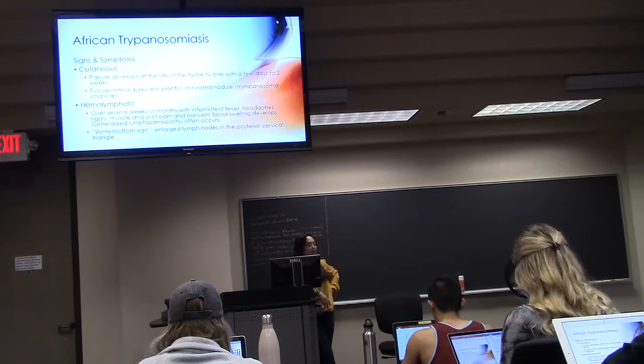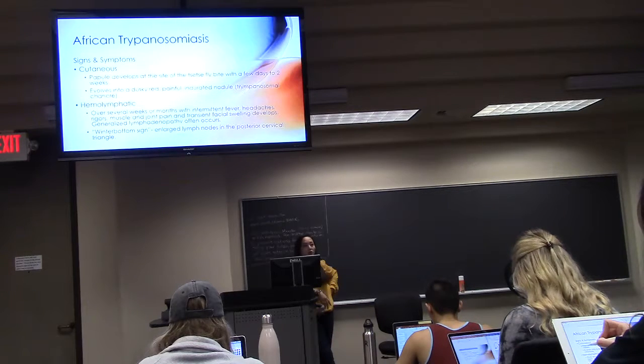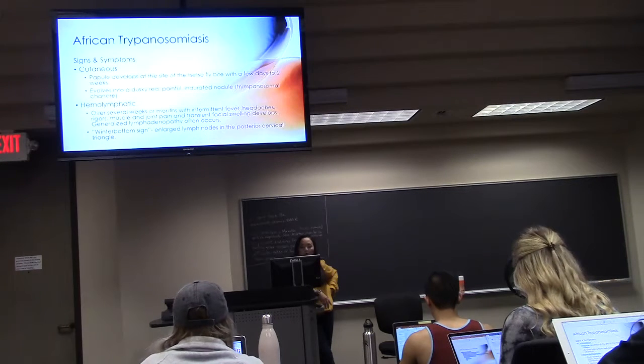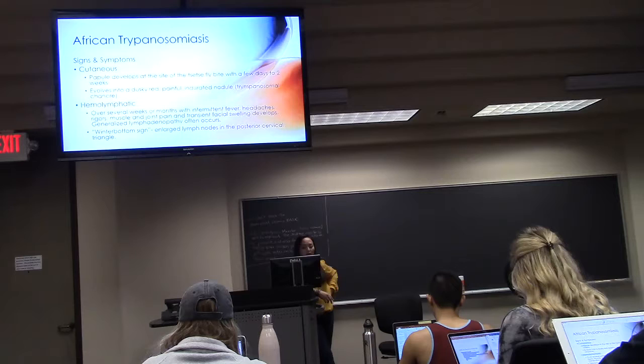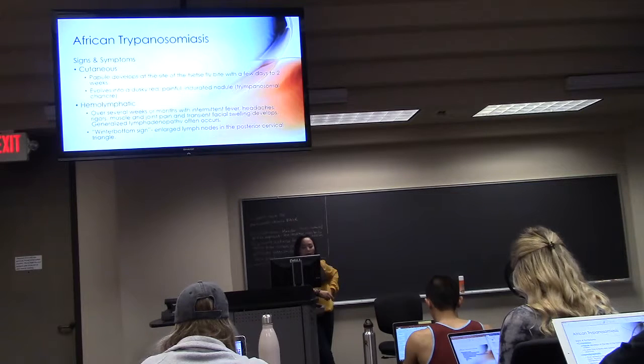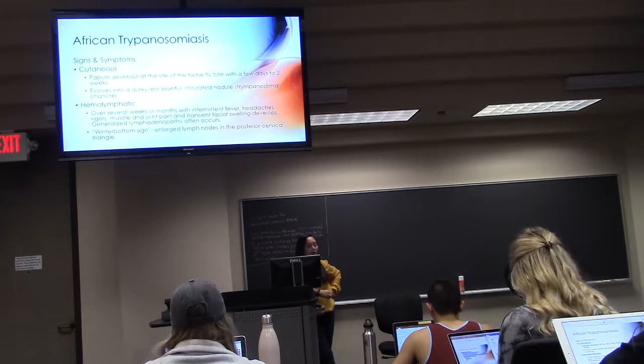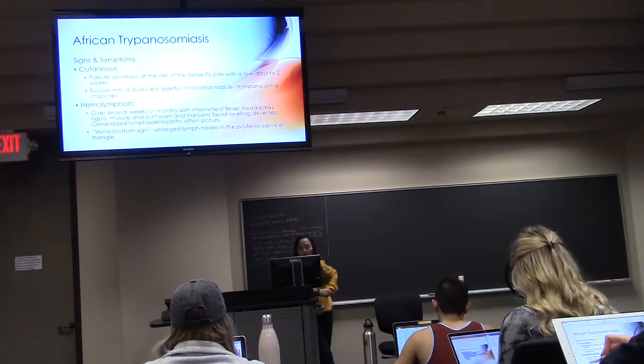Signs and symptoms. So the cutaneous form, you can have papules that develop at the site of the tsetse fly bite within a few days to 2 weeks. And usually it looks like a dusky, red, painful, indurated nodule. They call it their form of a chancre. And signs and symptoms of hemolymphatic, over several weeks and months, you have intermittent fever, headaches, rigors, muscle and joint pain, and you can have transient facial swelling that develops, and a generalized lymphadenopathy. And then you can also have what's called Winterbottom sign. This is where you have enlarged lymph nodes in the posterior cervical triangle.